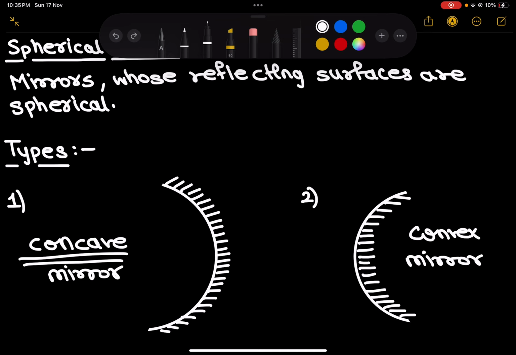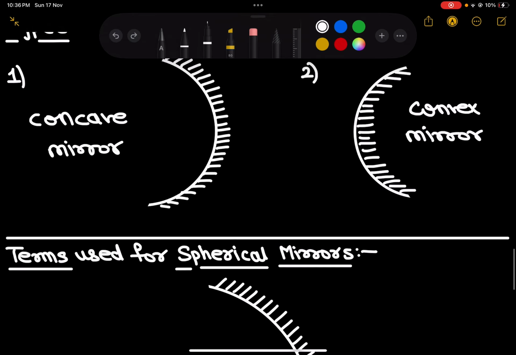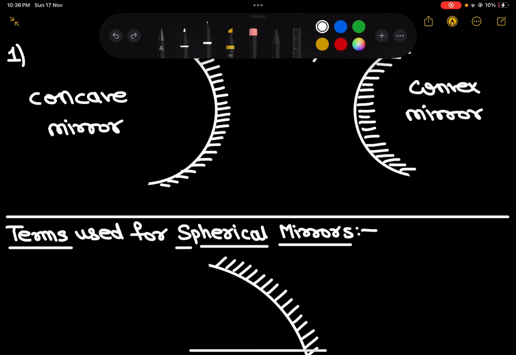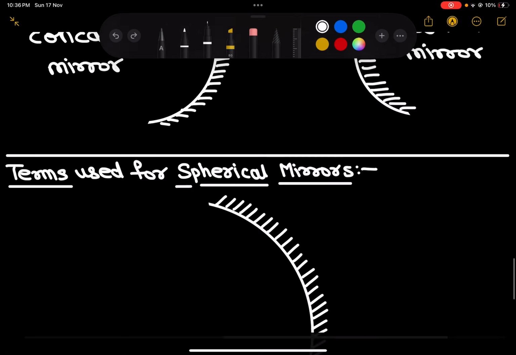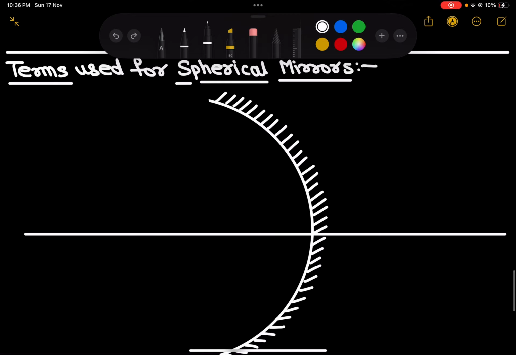So you can remember it in this way. It's not very hard. After you complete the chapter you can remember it easily. For now, just remember that the one which is caved in, whose reflecting surface is curved inwards, is known as concave mirror. Okay, so these are the two types of spherical mirrors. Now we'll move on to terms used for spherical mirrors. Now this is very important. Okay, so the terms used for spherical mirrors, which will be used in further formulae and other stuff.